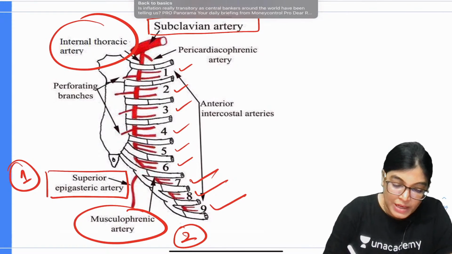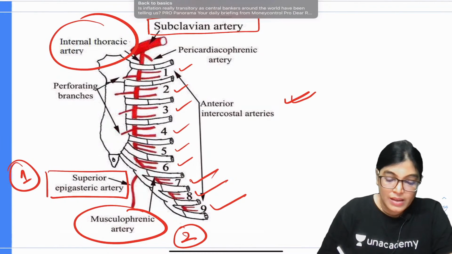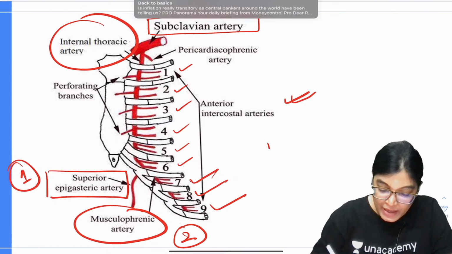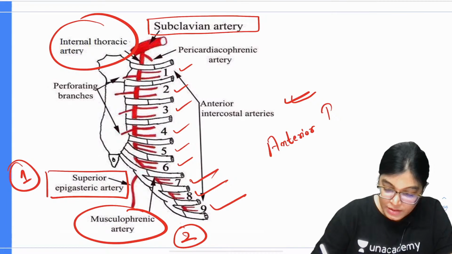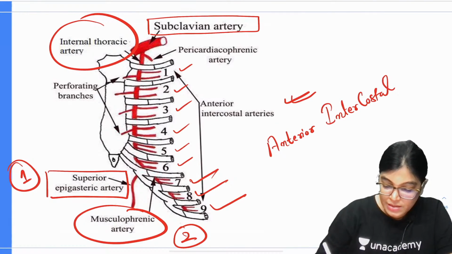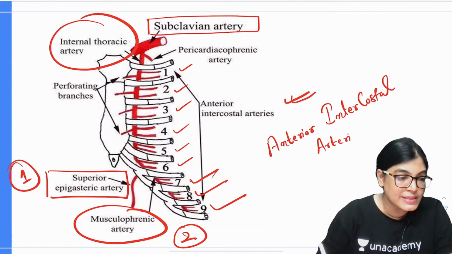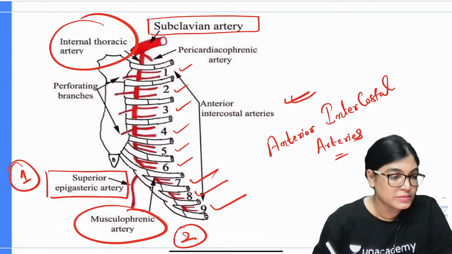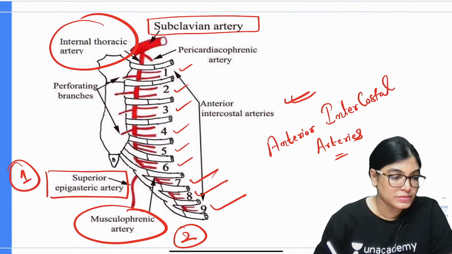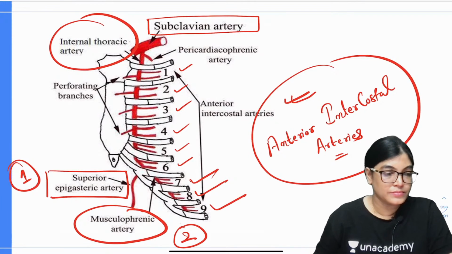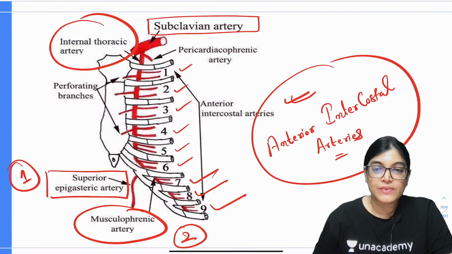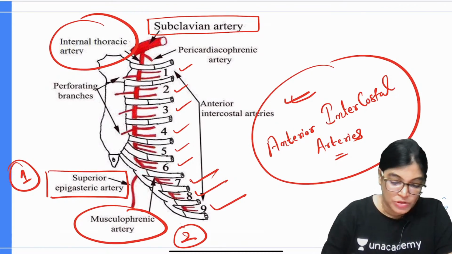So, actually when we are talking about the internal thoracic artery, it is giving anterior intercostal arteries. The branches which it gives are anterior intercostal arteries. Okay, anterior intercostal arteries. The branch given is the anterior intercostal artery, not the posterior intercostal artery.